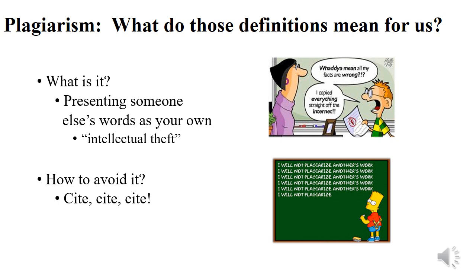So what do those definitions of plagiarism mean for us, people who are in an academic setting, taking History 1301 or History 1302? Well, essentially what it says is that if you're presenting someone else's thoughts as your own, it's intellectual theft. It's no less stealing than if you walked into a store and shoplifted. You're stealing someone else's idea and presenting it as your own.